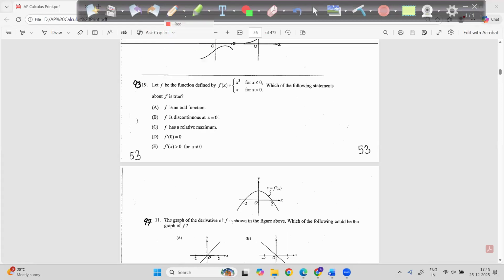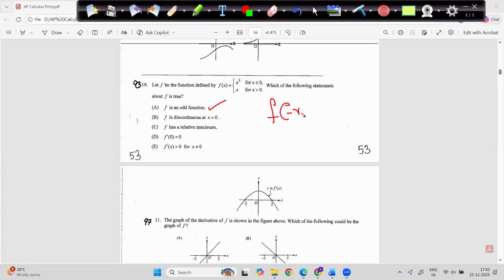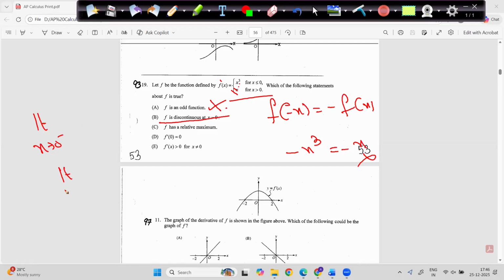Why a particular option is correct is more important than why a particular option is wrong. F of x is an odd function. Odd function means f of minus x should be minus f of x. If I take f of x as x cube, minus x cube, minus x cube is equal to minus x is not valid because f of x has two values, so it cannot be an odd function. F is discontinuous at x equal to 0. So clearly limit x tends to 0 minus is equal to limit x tends to 0 plus is equal to f of 0. F of 0 is 0.